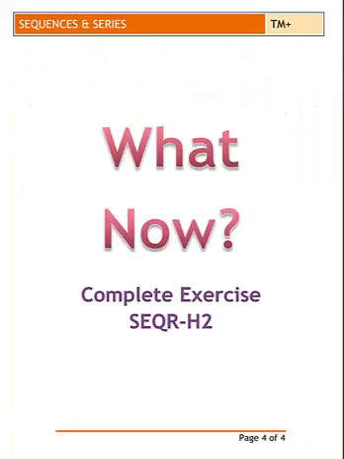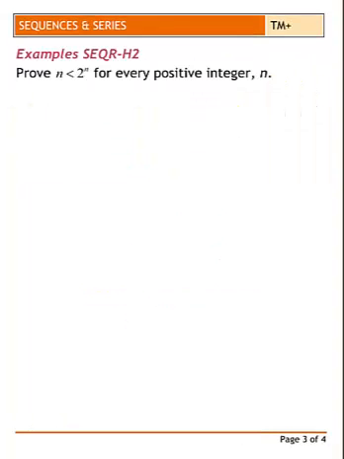So let's look at an example. Prove n is less than 2 to the n for every positive integer n. So again, we're following that mathematical induction process. Our first step is for n equals 1. So we're starting with n is less than 2 to the n.